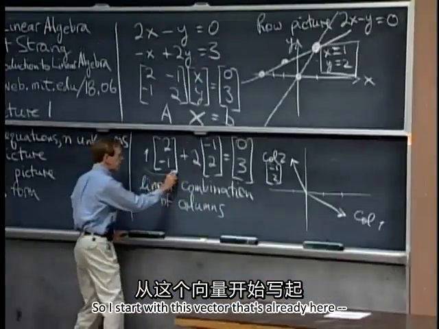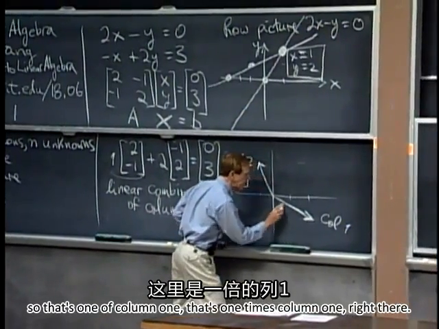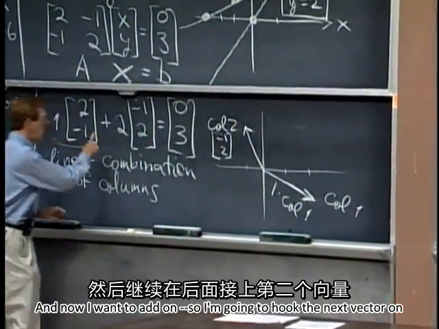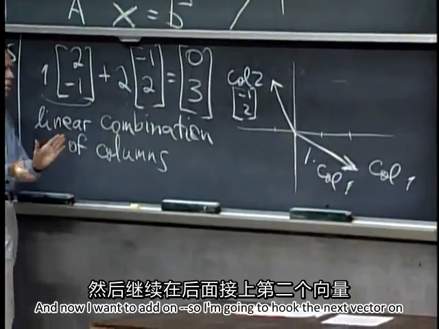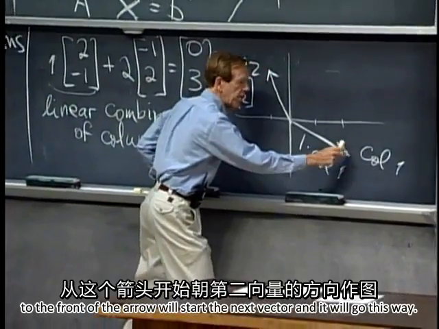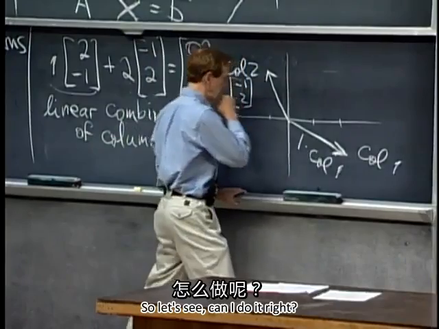Okay, so how do I picture this linear combination? So I start with this vector. That's already here. So that's 1 of column 1. That's 1 times column 1, right there. And now I want to add on. So I'm going to hook the next vector on to the front of the arrow. We'll start the next vector, and it'll go this way. So let's see. Can I do it right?